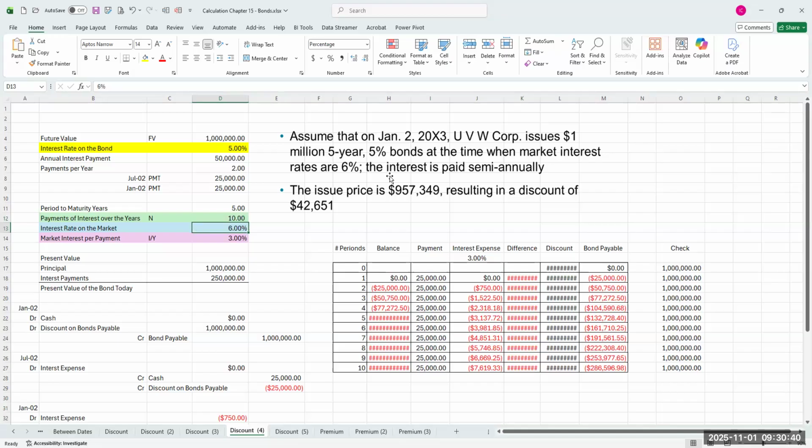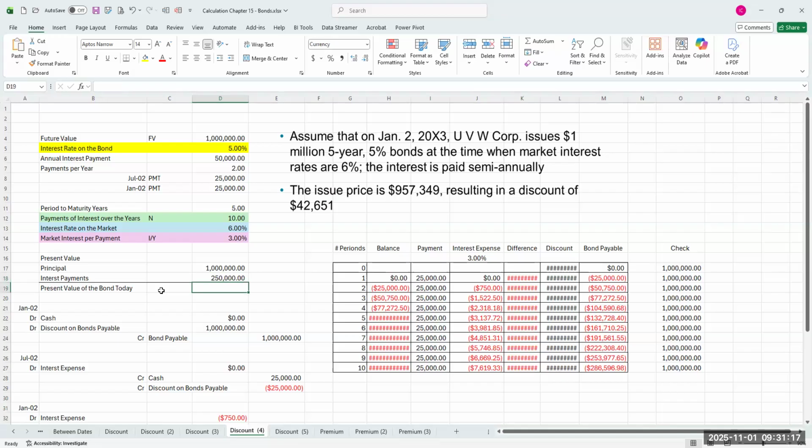The market interest rate is currently 6%, but since we're having 2 payments per year, for every payment we have to apply 3% interest. So technically, over the life of the bonds, we have to pay $1 million at the end of the 5 years, and in the meantime, we have to pay $50,000 interest every year, which is $250,000 in interest payments on those bonds.